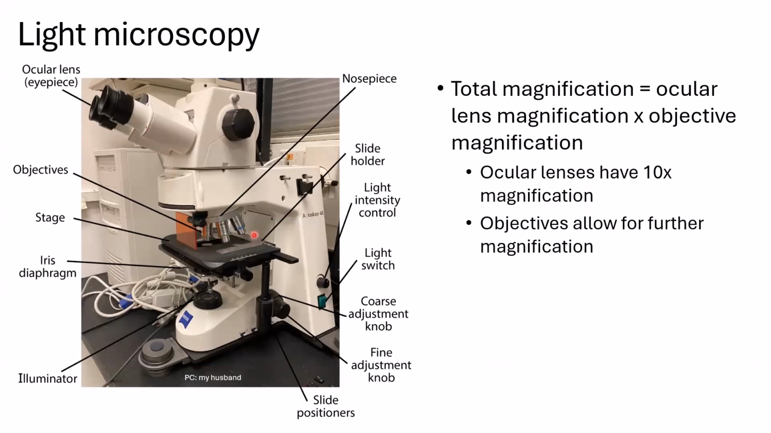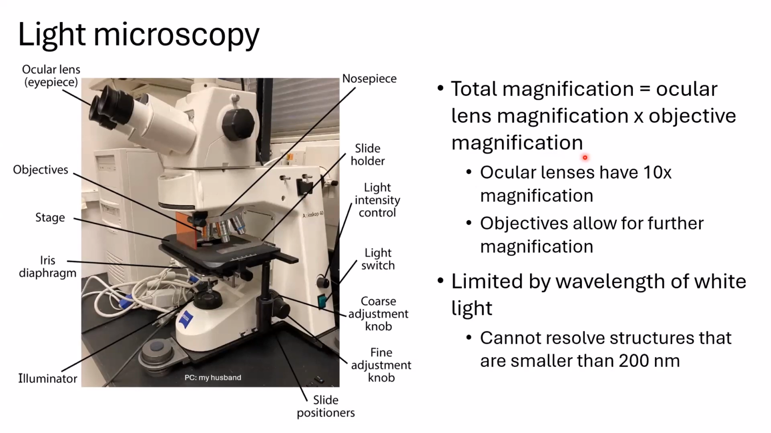The objectives are over here, and we can rotate between the objectives using the nosepiece. Many light microscopes have 4 objectives, with 4x magnification, 10x magnification, 40x magnification, and 100x magnification. The total magnification is equal to the magnification from the ocular lenses multiplied by the magnification of the objective being used. For example, the 4x objective would have a total magnification of 40x. You will get to work with the microscope and learn more in the lab.